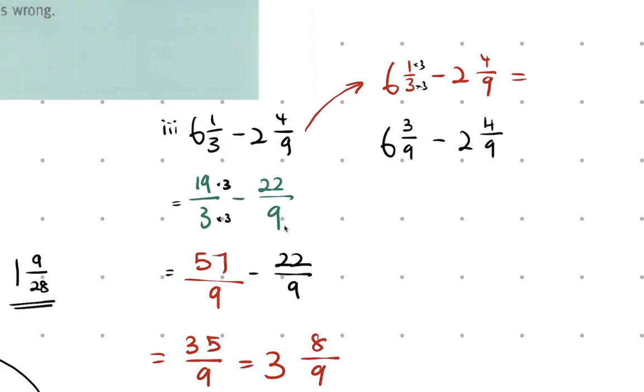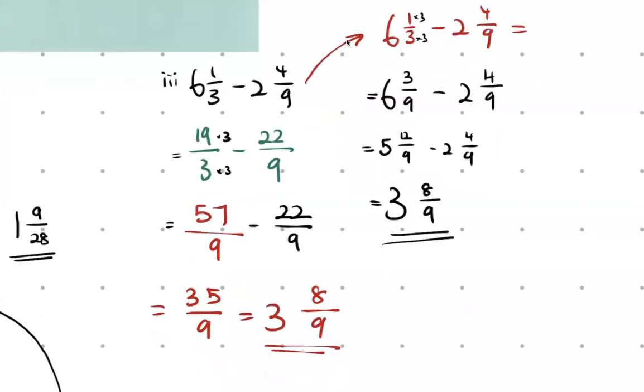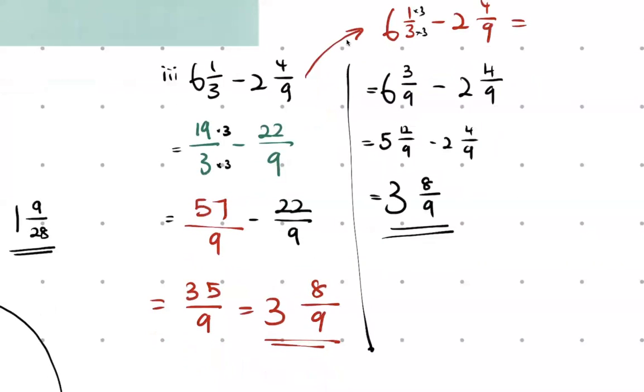Then some workbook or some course book, they will teach you to say that you're going to borrow 1 from the whole number. So it looks like this. 5, 12 over 9 minus 2, 4 over 9. To me, it's just overcomplicating things. Okay, it is doable. I'm not saying it's wrong. It's just that it's rather complicated. So 5 minus 2 is 3, 12 minus 4 is 8 over 9. If your concept is there, whichever way is fine, honestly speaking. But I find this way the easiest way.